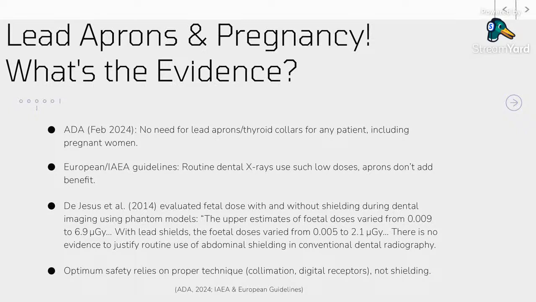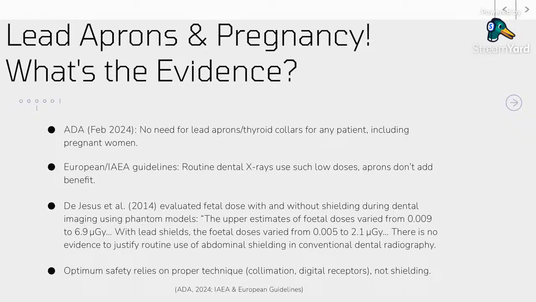The first point says that the ADA, the American Dental Association, no longer recommends lead aprons or thyroid collars for any patients, including pregnant women, because modern digital X-ray systems deliver minimal exposure and tight beam collimation that provides sufficient protection. Now, this is for the IOPA, periapical X-rays.